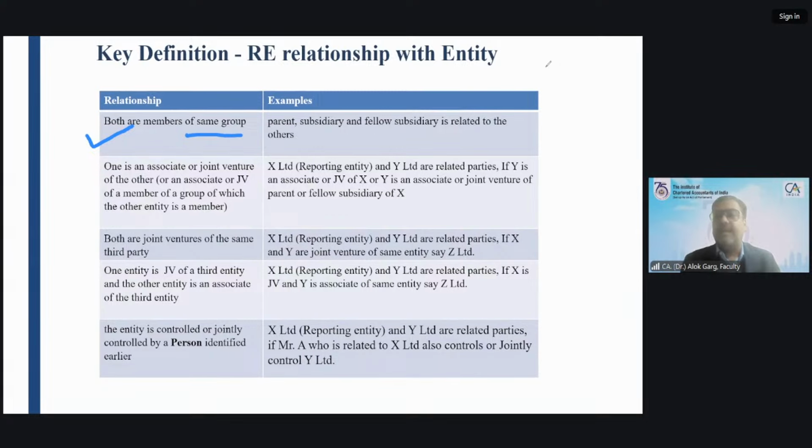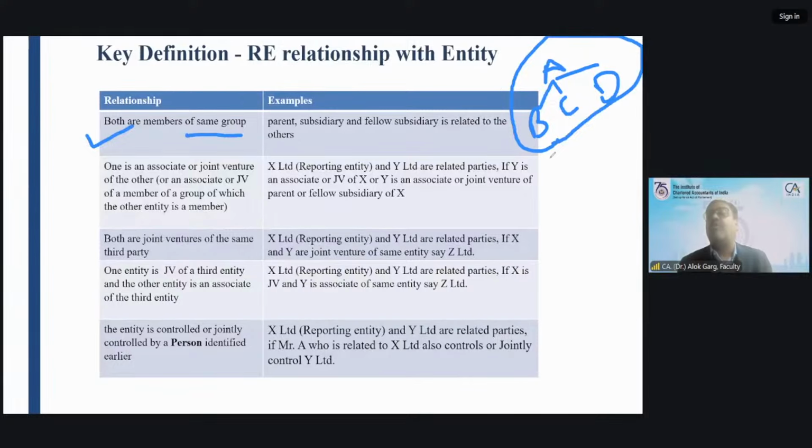For example, A Limited has three subsidiaries B, C, and D. All these are related to each other, right? So this entire A plus B plus C plus D will form a group. So if somebody asks, who are the group entities? What is meant by group? A group constitutes a parent, subsidiary, and fellow subsidiary.